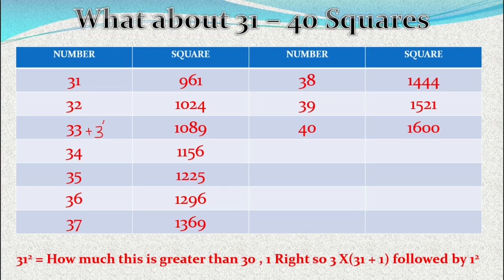And what about 3 square? It's 9. And what about 33 plus 3? 36. What is 36 into 3? Yeah, it's 108. Why? Because 3 into 6 is 18, 3 3s are 90, 90 plus 18 is 108.